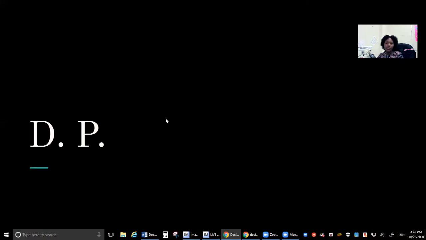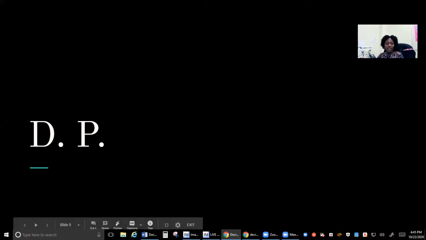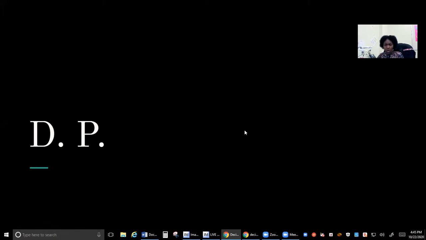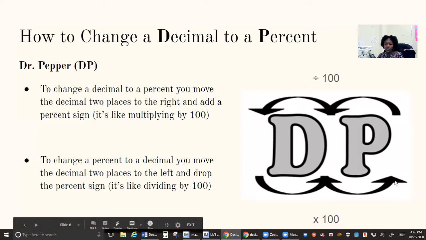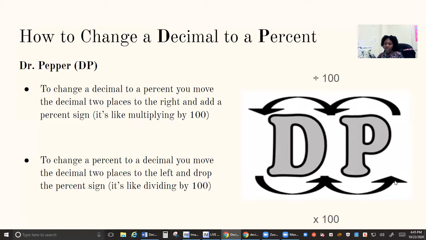All right, moving on. We are trying to change decimals to percents. Notice I have the initials DP. Well, that is our helpful friend in how to change a decimal to a percent. DP is Dr. Pepper. That's how you're going to remember this, Dr. Pepper. So to change a decimal to a percent, you move the decimal 2 places to the right, 1, 2, and add a percent sign. It's like you're multiplying by 100.